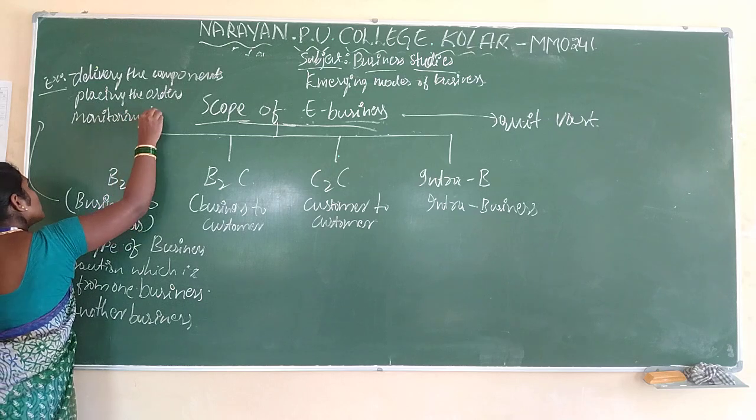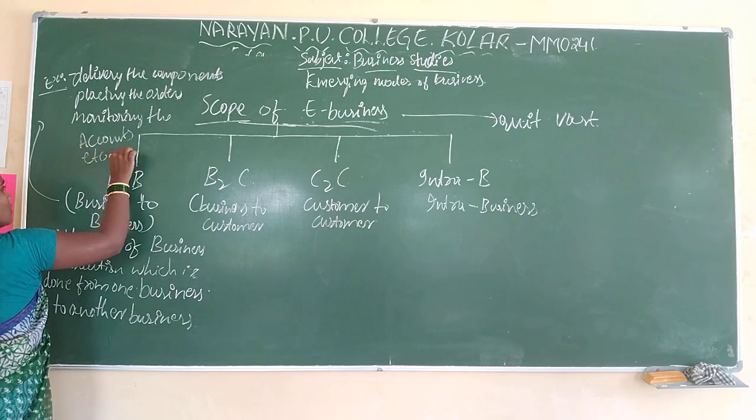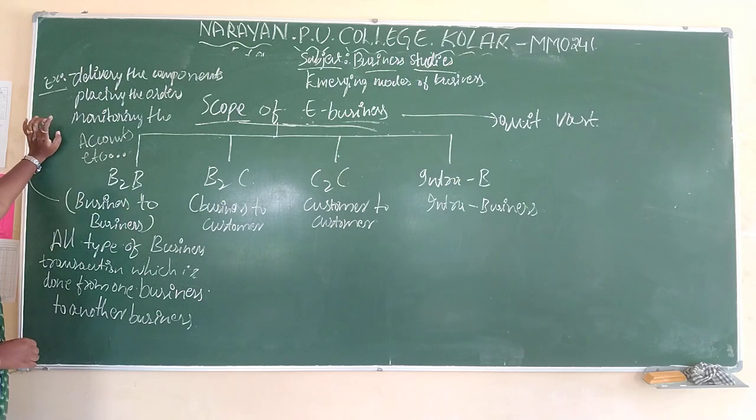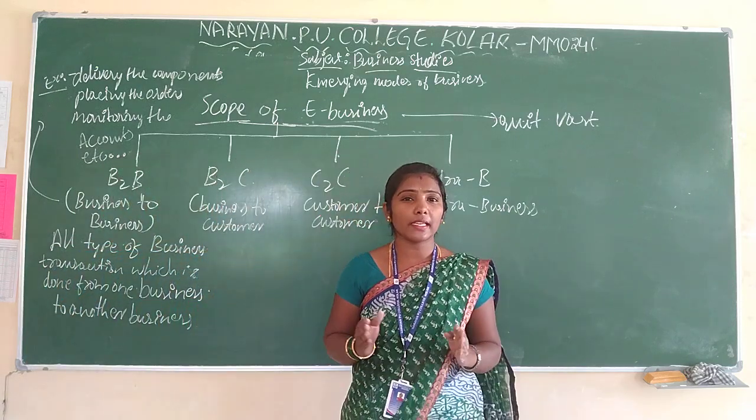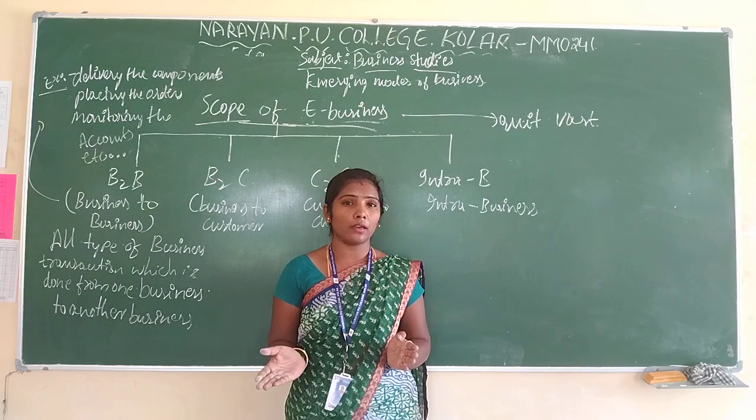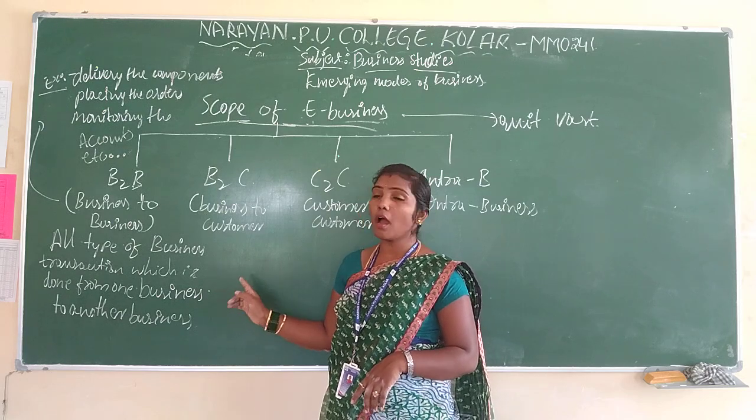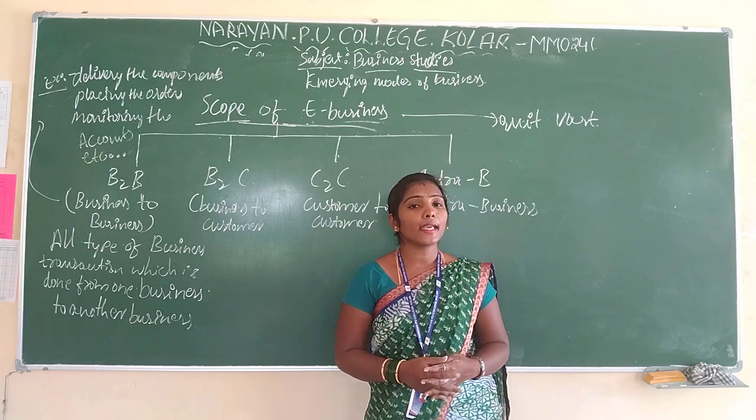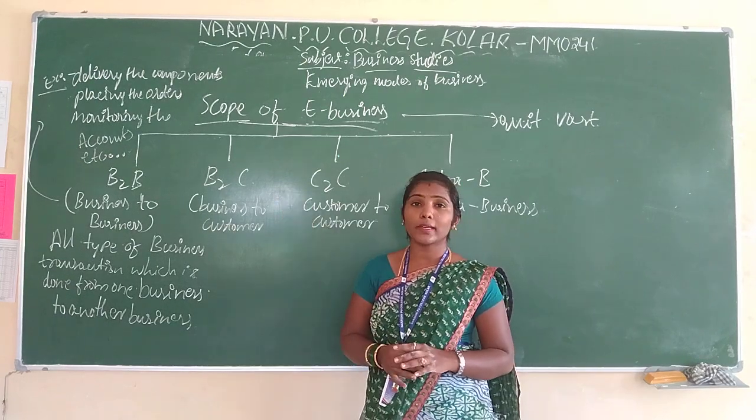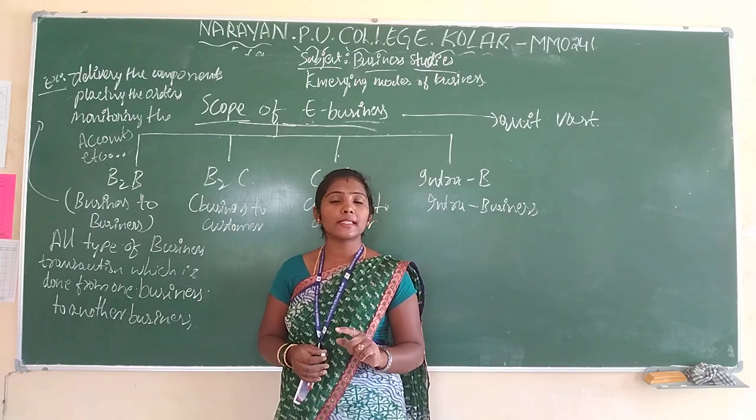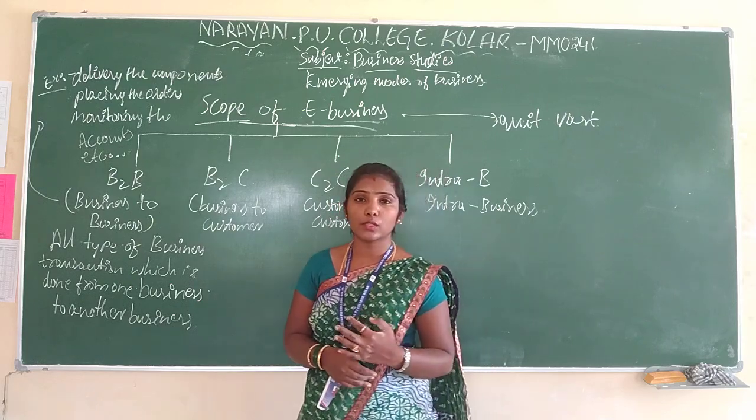Monitoring the accounts, etc. This is an example for business to business. All types of business interactions or transactions which may be done from one business to another business is called business to business. And what is the example? Placing the orders, delivering the components, and monitoring the accounts.